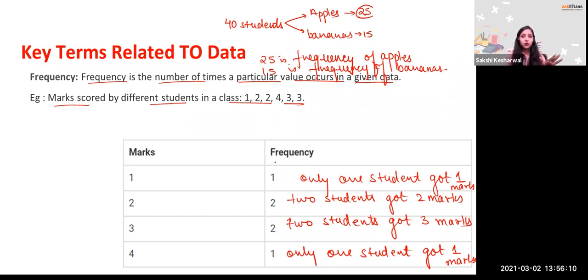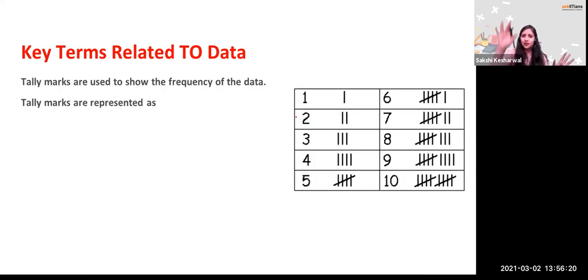Have you seen some of the movies where the person living in the prison doesn't have any amenities, they don't have a calendar? So what they do, they just make the tally marks. You can see some of the old movies to see what they do. Tally marks show the frequency.